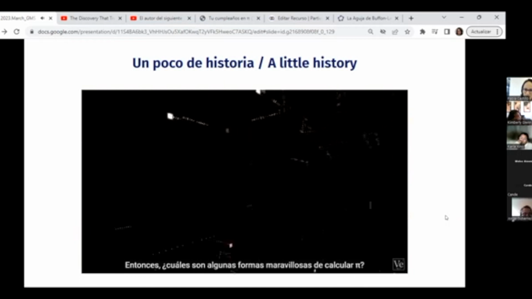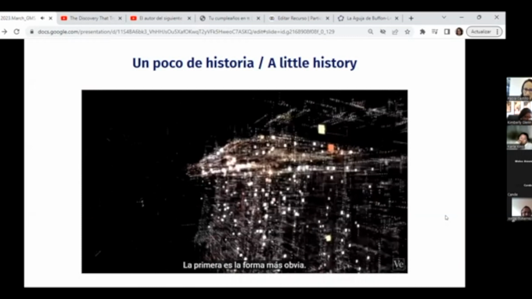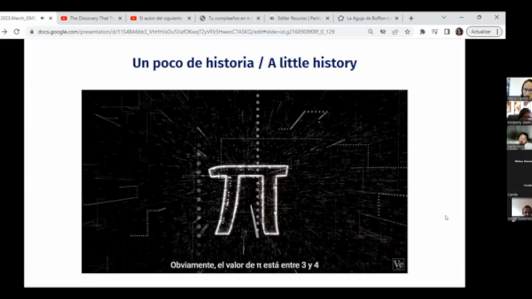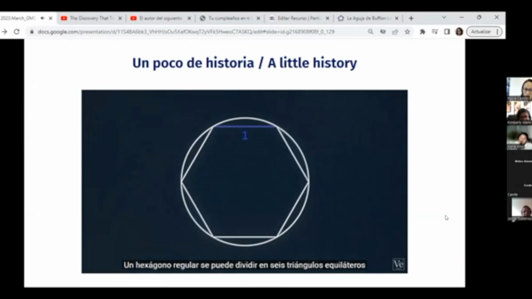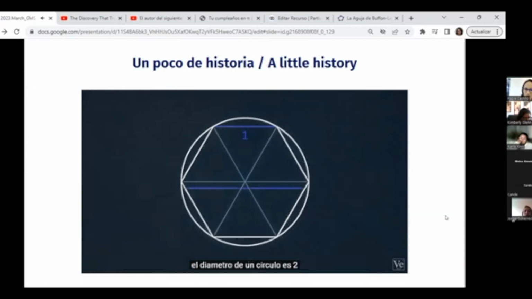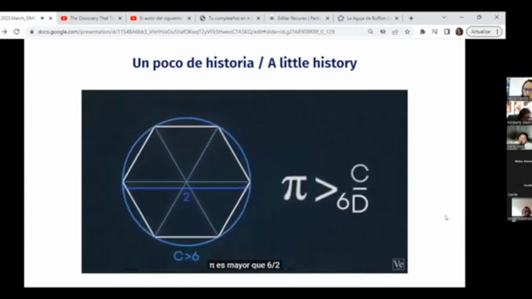So, what was the ridiculous way we used to calculate pi? Well, it's sort of the most obvious way. It's easy to show that pi must be between 3 and 4. Take a circle and draw a hexagon inside it, with sides of length 1. A regular hexagon can be divided into 6 equilateral triangles, so the diameter of the circle is 2. Now, the perimeter of the hexagon is 6, and the circumference of the circle must be larger than this, so pi must be greater than 6 over 2, so pi is greater than 3.